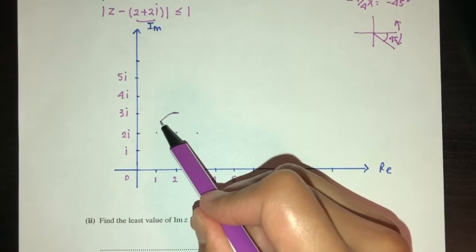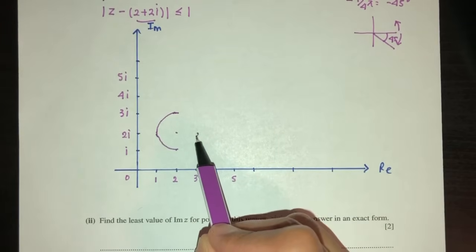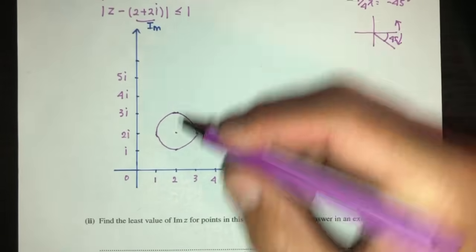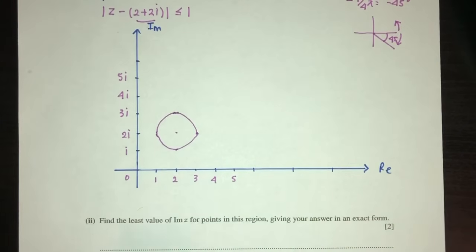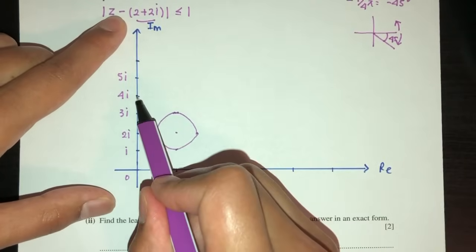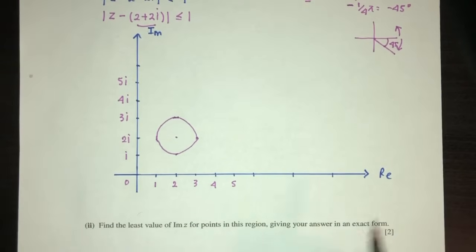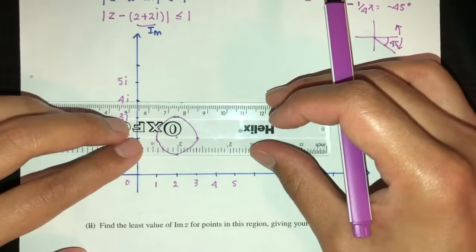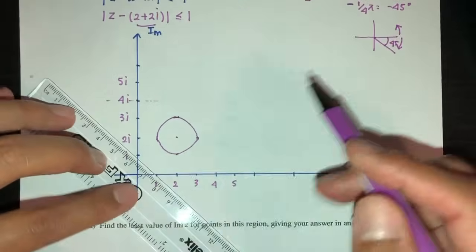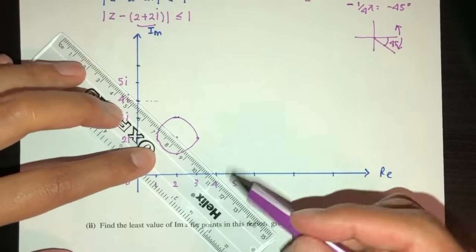So let's join this by a circle. If you have a compass, please use a compass. That will be a better circle than this. Okay, use a compass if you have one. So this will be the first one. And how about this one? From the point 4i, we have to draw this minus 45. Pretty easy. Let's say this is our horizontal axis. Minus 45 will be the angle right here. It will be going through 4, 4.